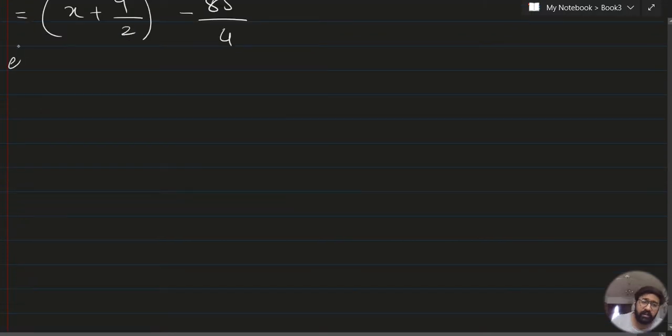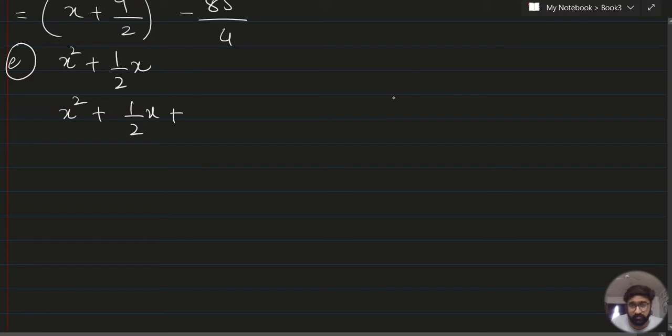So E part, x square plus 1 over 2 x. So again the same, step 1 is already done. So step 2, we are going to add the half. Look over here, very important point. Half of 1 over 2. So for finding the half, either you can divide it by 2 or you can multiply it with 1 over 2. So it is going to be 1 over 4.